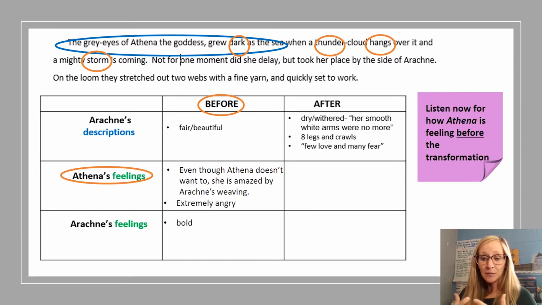So it's telling me that she has this feeling stirring up within her where she is feeling extremely angry before she transforms Arachne into a spider. That is how she feels, extremely angry. And we know what she does as a result. She rips the tapestry of Arachne.